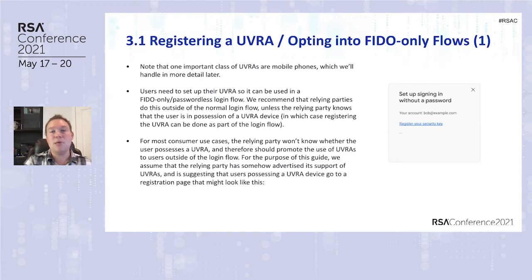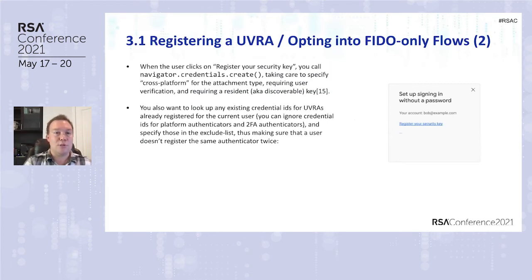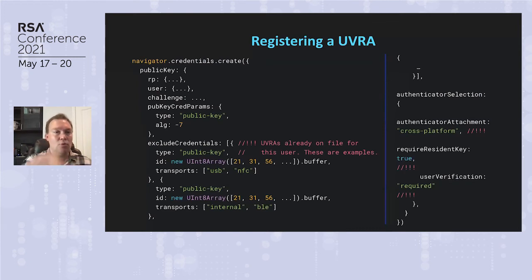And if the user says yes, then of course you'll initiate this type of flow. You'll again do a navigator.credentials.create, but this time you will set the parameters just a teeny bit differently. You'll recall earlier when you registered the second factor key, everything looked pretty similar. The really only big difference here is the requireResidentKey and also the userVerification fields.